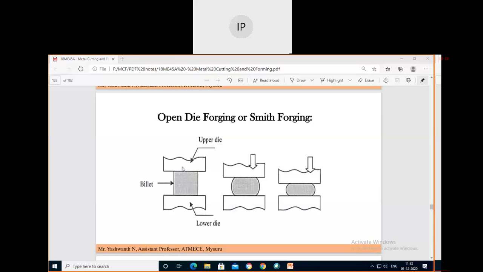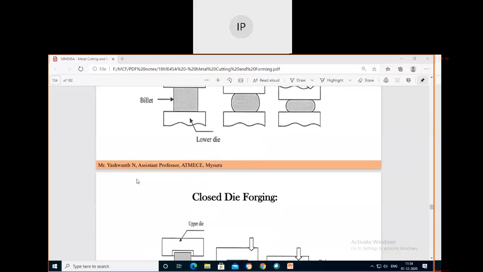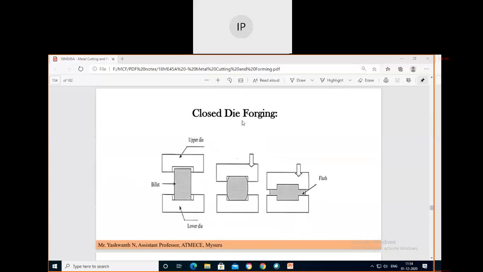With open die forging, we have a minimized production rate. There will be a low production rate. And at last, we require machines to get the final shape of the objects. With these disadvantages, to overcome this, we have the second type, that is closed die forging.